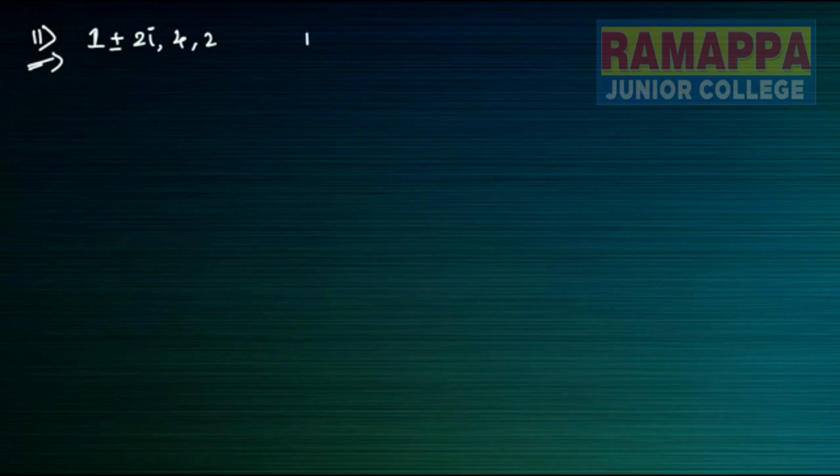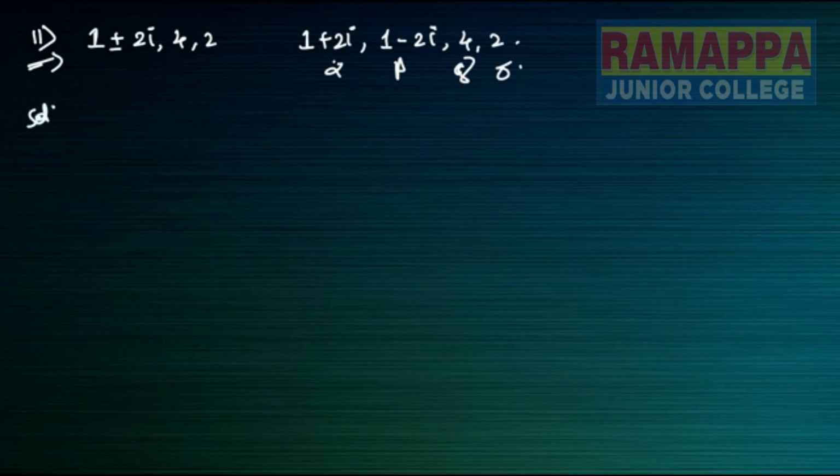So the first root is 1 plus 2i, and then 1 minus 2i, and 4 comma 2. So alpha, beta, gamma and delta, these 4 are given here. So we have to use these things and make the solution here.